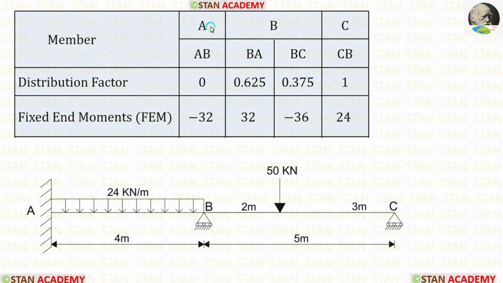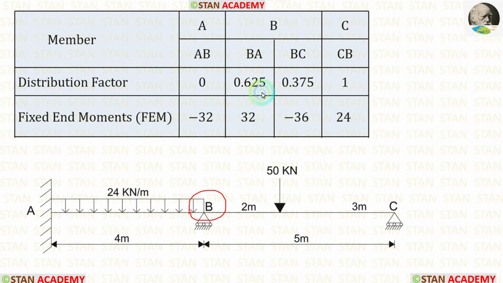Now let us start making the table. In the table, first let us enter the members. Then let us enter the distribution factor values. We know that in the fixed end, the distribution factor will be 0. So the distribution factor for AB is 0. In the roller and hinged ends, the distribution factor will be 1. In the point C, there is a roller supported end, so the distribution factor CB is 1.